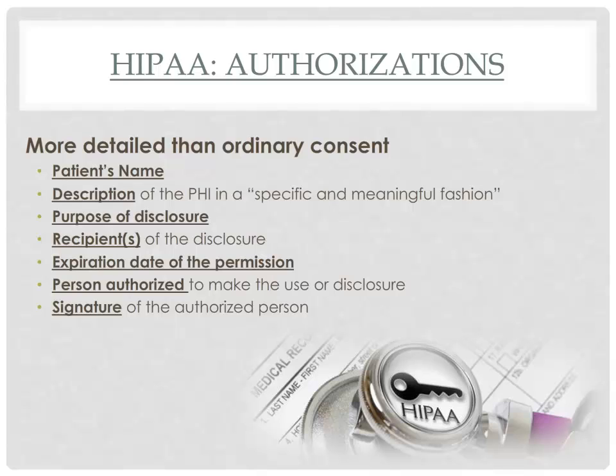One quick way to determine if the authorization is valid or not is to see if the authorization has a valid signature. The signature must be that of the authorizing person or their guardian or their power of attorney.